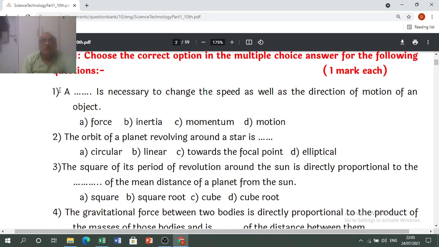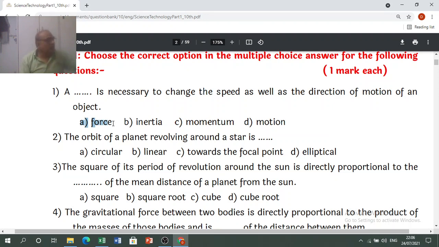Now, there is first question you see on your screen. A dash is necessary to change the speed as well as the direction of motion of an object. Which physical quantity is necessary to change the speed as well as direction of motion of an object, is called force. Okay, that is its answer is force.